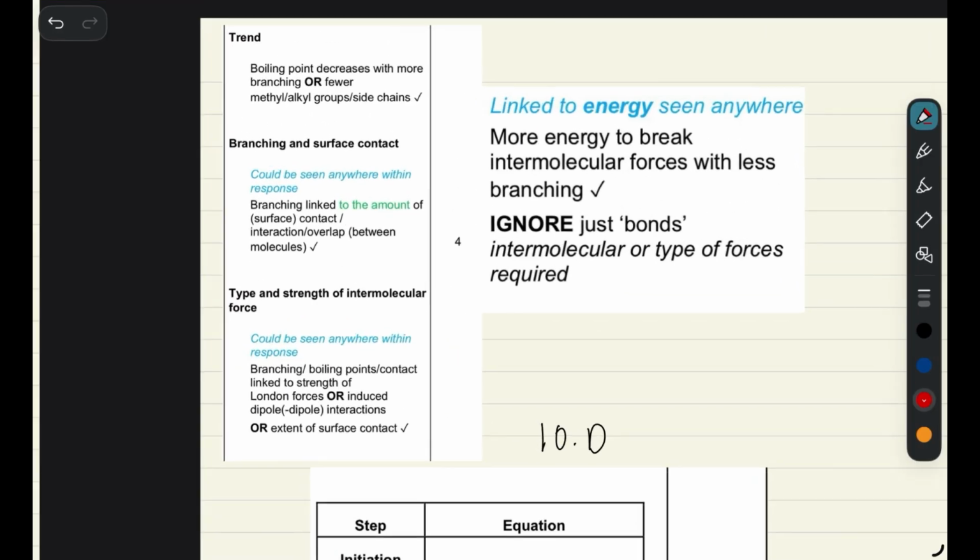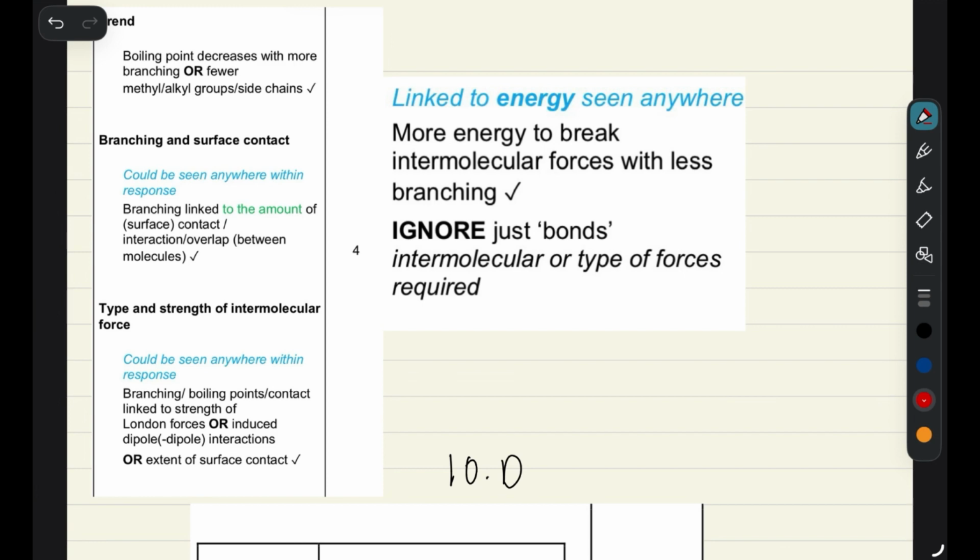Okay, so getting into the answers now, we'll start with the first one. So this was explaining. So you saw that it was branching, right? We know what the trend is immediately. That's just something that you should try to memorize. That boiling point decreases with more branching.